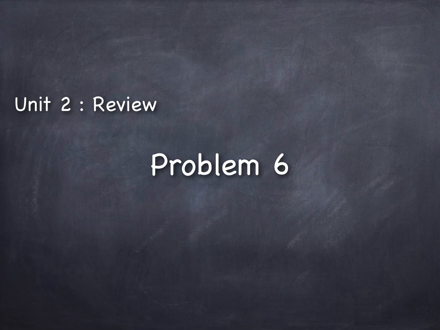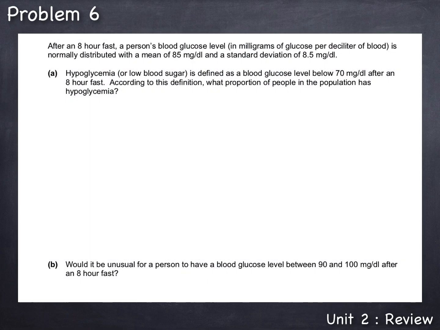Unit 2 Review, Problem 6. After an 8-hour fast, a person's blood glucose level in milligrams of glucose per deciliter of blood is normally distributed with a mean of 85 milligrams per deciliter and a standard deviation of 8.5 milligrams per deciliter. Part A.